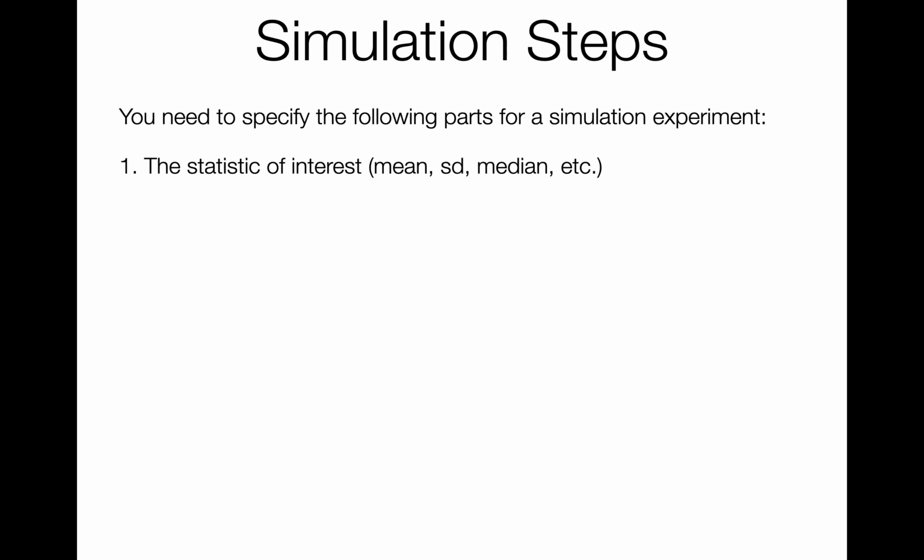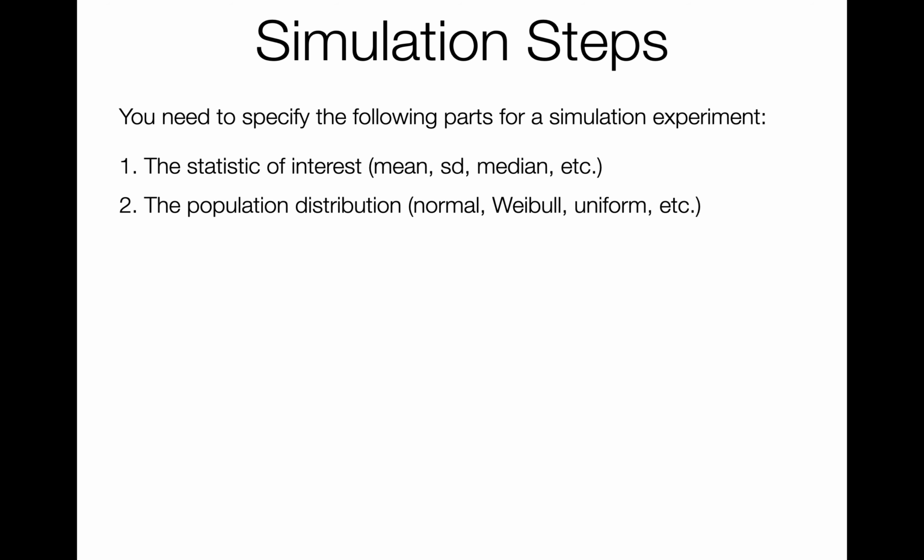First, you need to know what statistic you're interested in. Second, you need to know what distribution you're sampling from: normal, Weibull, uniform, exponential, gamma, whatever. There's a bunch that we know. Third, you need to know the sample size, so how many observations are you taking each time you take a sample. And fourth, you need the number of samples to take, or the number of iterations. We'll call the sample size n and the iterations k.